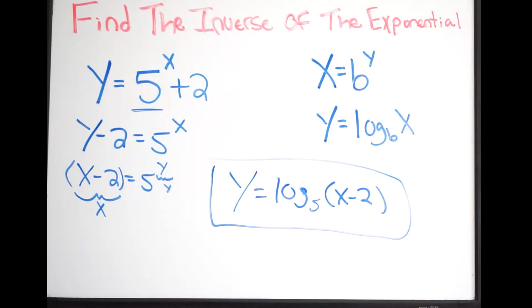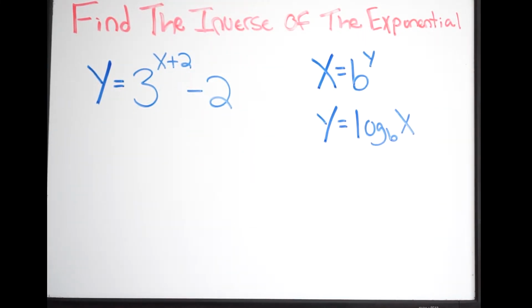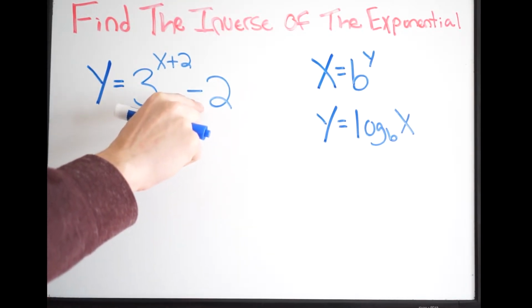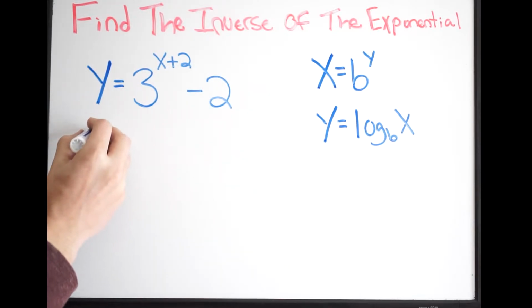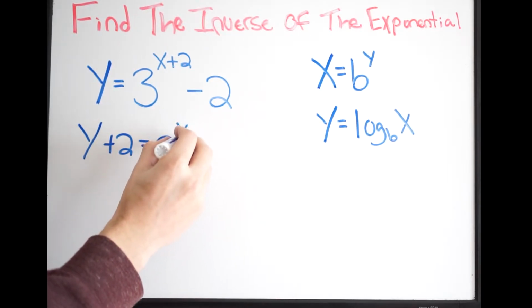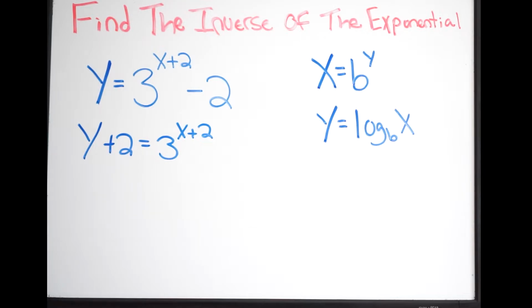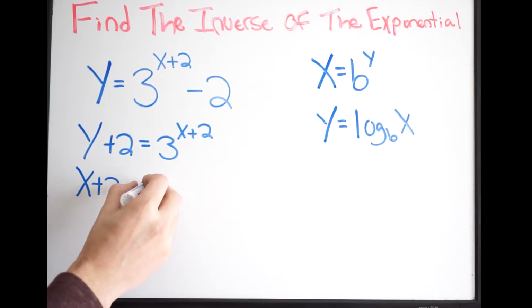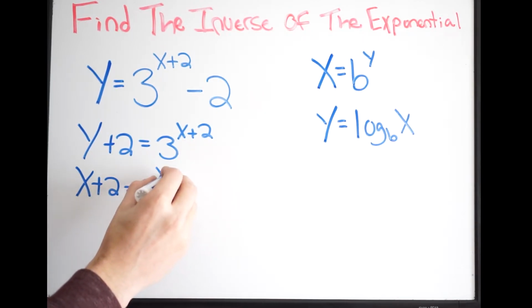All right, let's try another example. Okay, so here is our next example. And again, we're going to follow our same steps. We want to go ahead and isolate the exponential first so that we can find the inverse. So what we need to do is I have this minus 2. I'm going to have to add this over to the left side. So I get y plus 2 equal to 3 to the x plus 2. So now my exponential is isolated. So now we make the switch. We replace our y with x and our x with y. So let's go ahead and do that. So I get x plus 2 equal to 3 to the y plus 2.